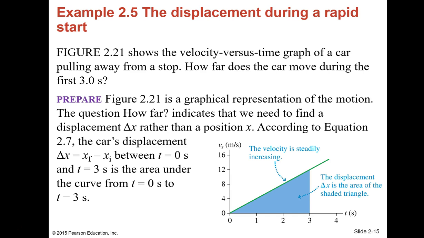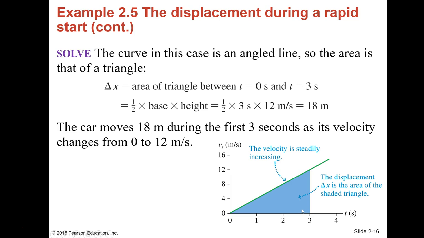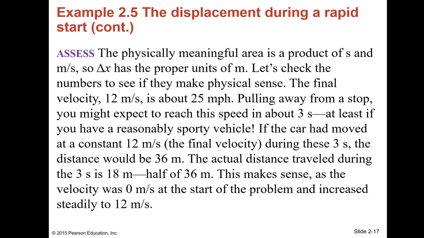Now we have a triangle for this one. We don't have a rectangle. The question is how far, which indicates we have to find the displacement rather than the position. So we're looking for a change in position between 0 and 3 seconds. Because we have a triangle here, this can be looked at as a right triangle, and the area of a right triangle is 1/2 base times height. The base is 3 seconds. The height is 12 meters. So 1/2 of 3 times 12 is 18, as it says up here. So it travels 18 meters during the first 3 seconds. That's how you use the area under the curve for triangles. Assuming it's a right triangle, you can go 1/2 base times height. Rectangle, base times height. And it does make sense.